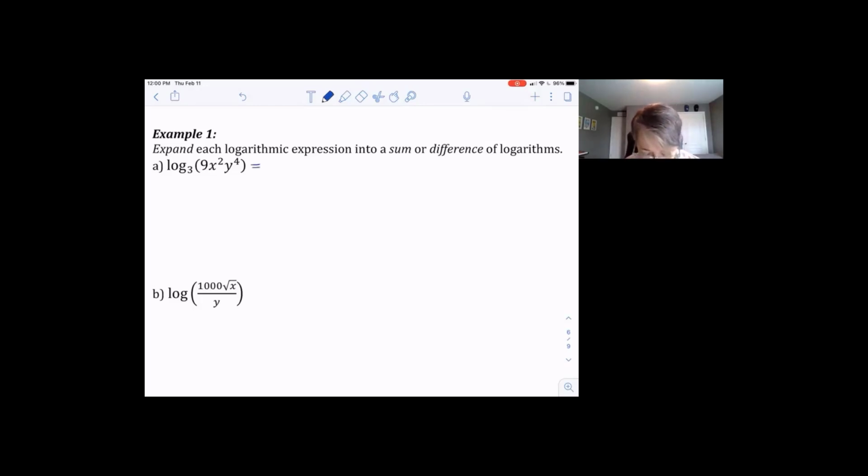So we can split up this logarithm as log base 3 of 9 plus log base 3 of x squared plus log base 3 of y to the fourth. And we really don't want those exponents there either. So we're going to use that granddaddy that I told you about, and we're going to take all those exponents and move them to the front of their individual logarithm. So log base 3 of 9 plus 2 log base 3 of x plus 4 log base 3 of y.